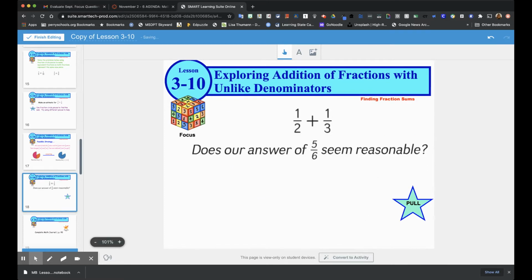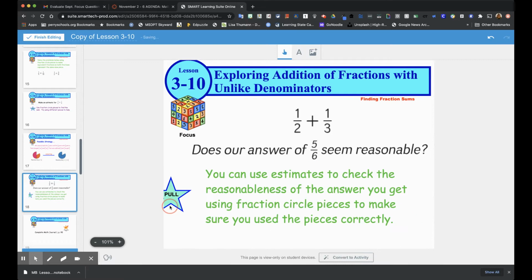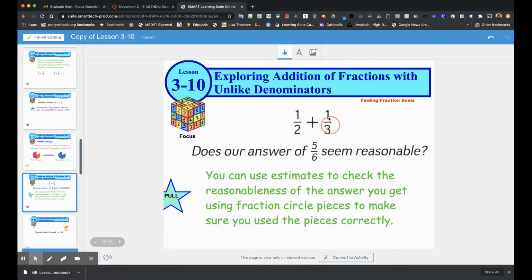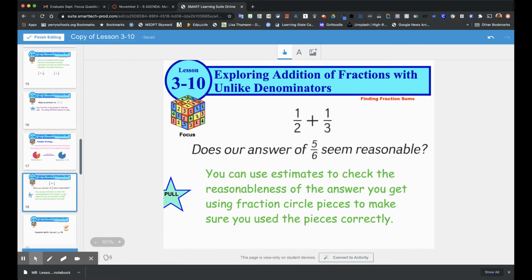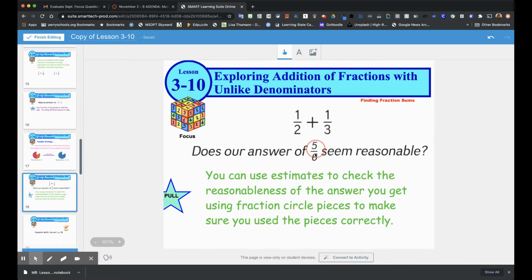So does our answer of 5/6 seem reasonable? You can use estimates to check the reasonableness of the answer you get using fraction circle pieces to make sure that you use the pieces correctly. We know we're going to start at 1/2 and we're going to move just slightly past. We're not quite getting to 1 whole. And 5/6 we know is past that 1/2 mark, but not quite to a whole.